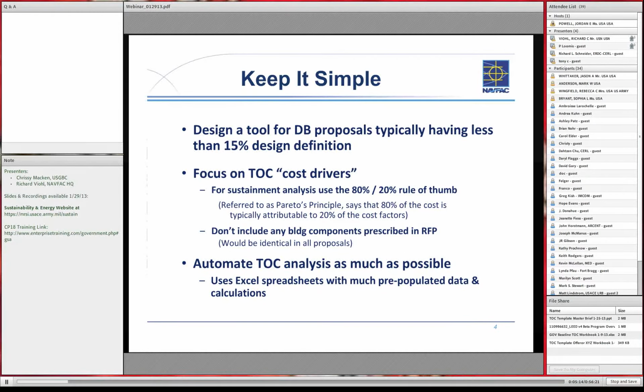As I said, we've got less than 15% design definition, so we had to come up with a way to get a snapshot, if you will, of total ownership cost at that stage of a project's life. For sustainment, we eventually gravitated toward what's called Pareto's principle, or distribution principle, which says that basically 80% of the cost of something is typically attributable to 20% of its cost factors. You'll see how we applied that in the sustainment analysis portion of this template shortly.